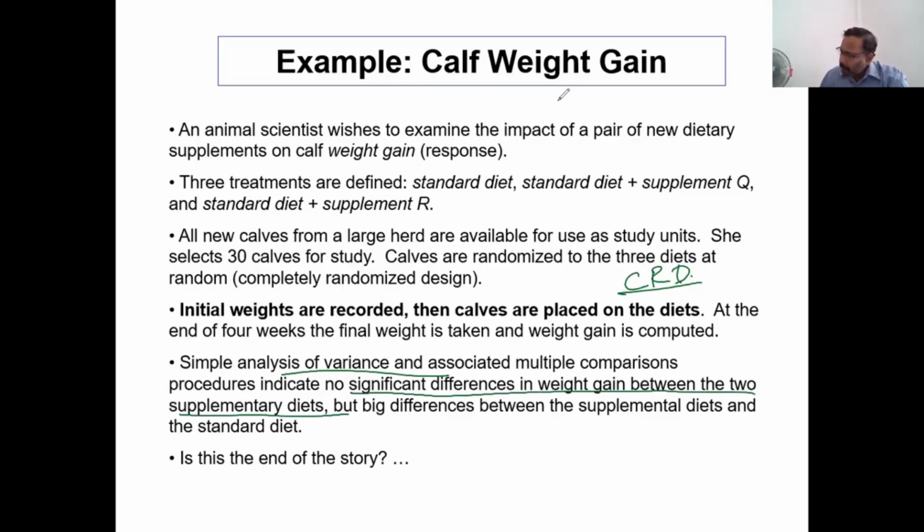We want to compare the standard diet, standard with Q, standard with R. So these are the three diets, isn't it? When we compare, the result says there's no difference between these two. That is what the first sentence says: no significant difference in weight gain between the two supplementary diets.